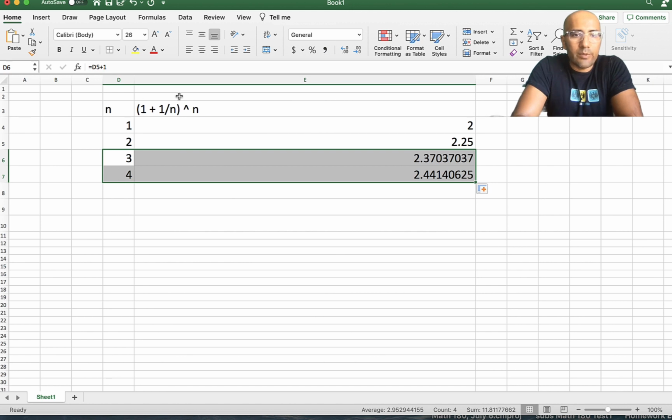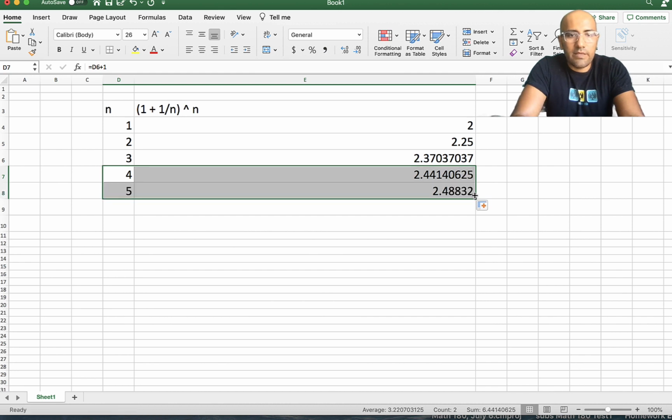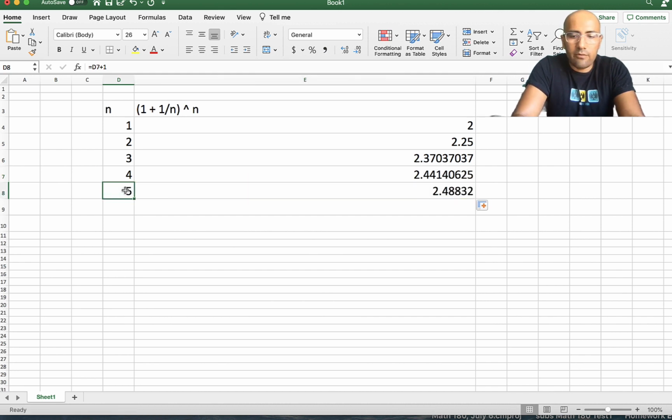When n equals 4, we plug it in here. We end up with 1 plus 1/4 raised to the 4th power. And then we end up with 2.44. Okay, and then we keep going. How about if we do it to the 5th power? That's going to be that one. And what if we do it to the 6th power and to the 7th power, okay?